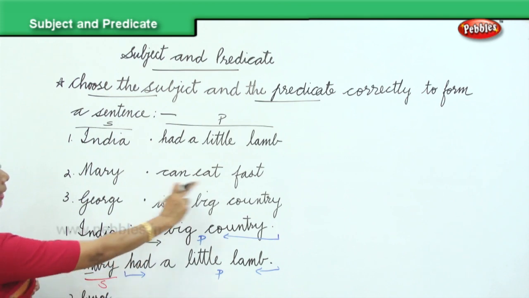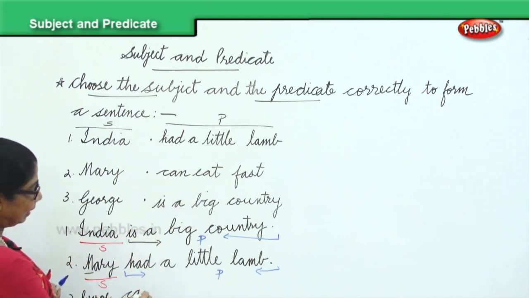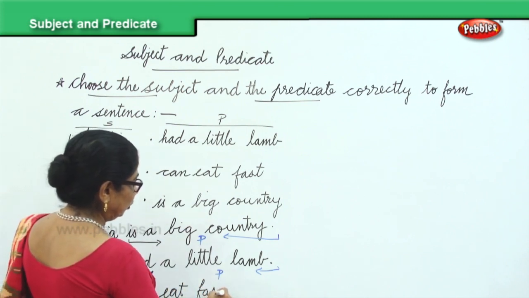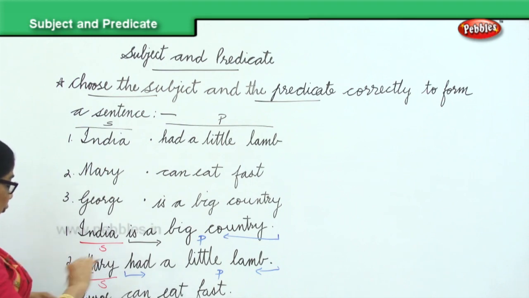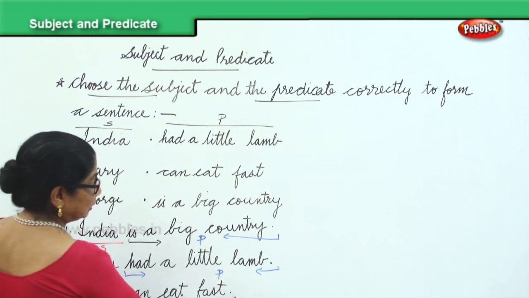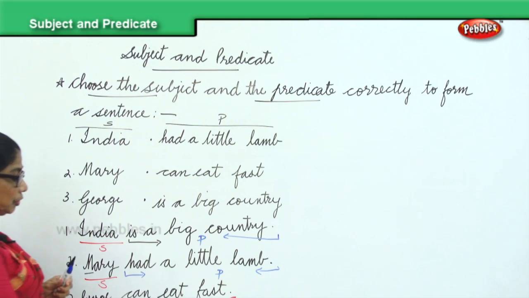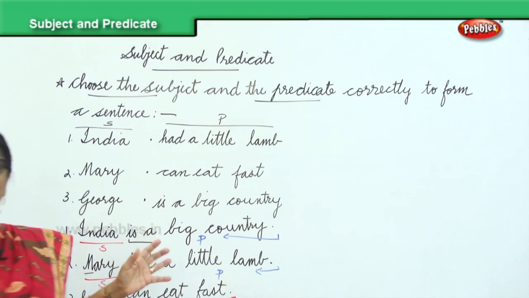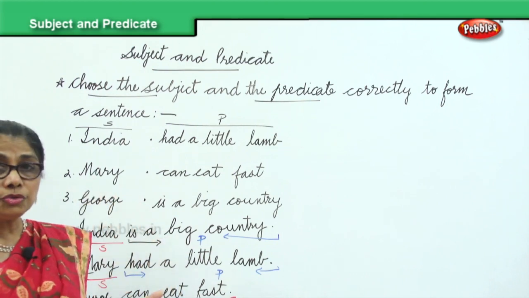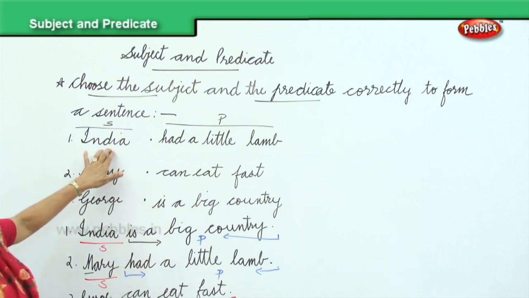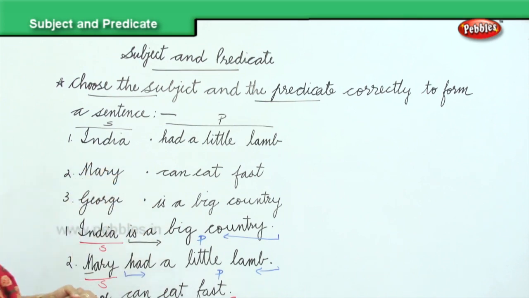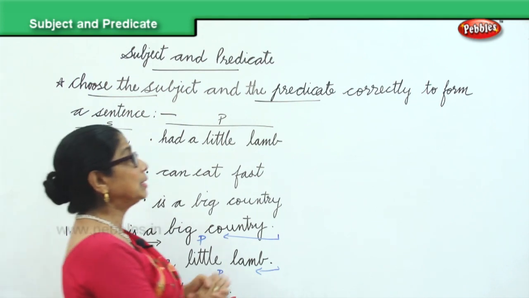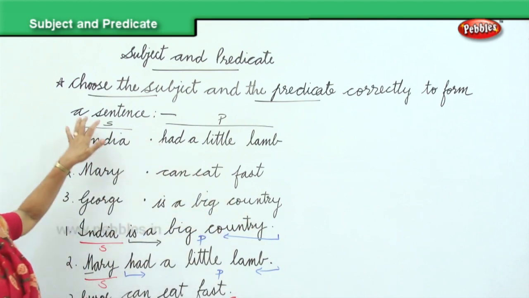That's the predicate. And finally, third one, George. George can eat fast. He can eat fast. But actually, he should not eat fast. Now, George begins with a capital letter and ends with a full stop. George is the subject. Can eat fast is the predicate. Look at it very carefully. When you get two half sentences, club them up and make a sensible sentence. So what are we doing? Choosing the subject and the predicate correctly to form a sentence.